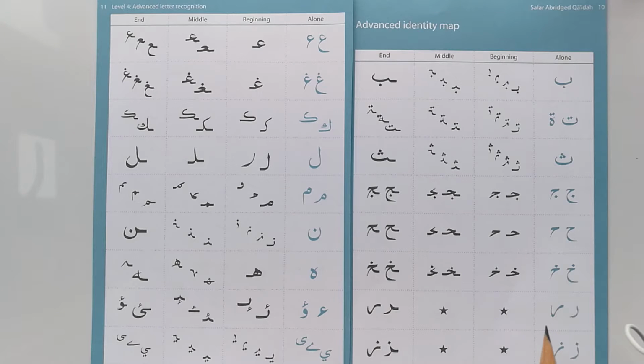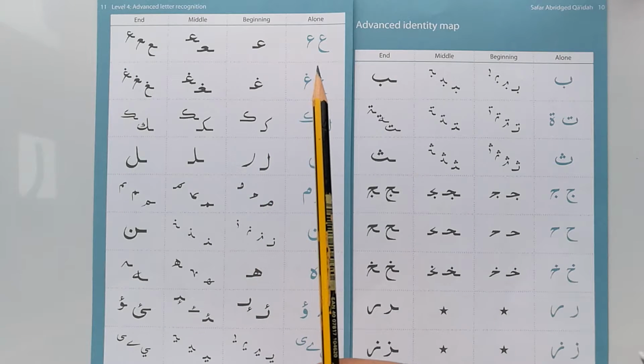ra and za, very, very similar again. It's just the dot, that's the difference. The za has the dot, the ra doesn't. And again, because it's an end letter, some of these are starred because you don't really need them. These are the only forms that you will see the ra and the za taking, so you don't have to worry about that too much. And then if we move on to the next page, this is page number 11 now.